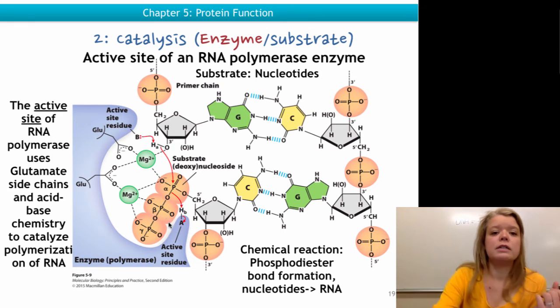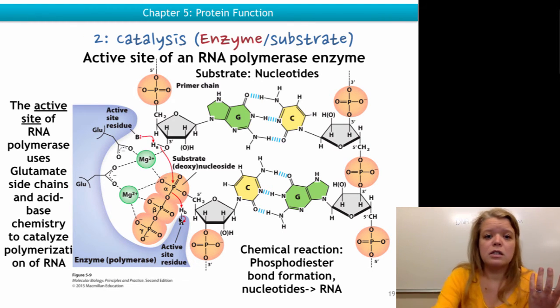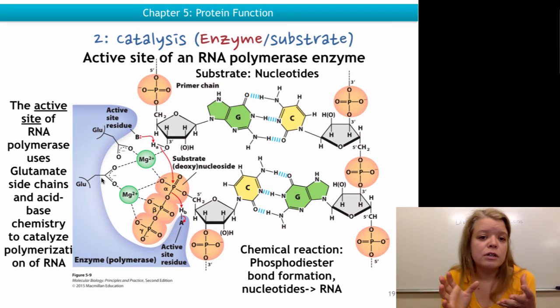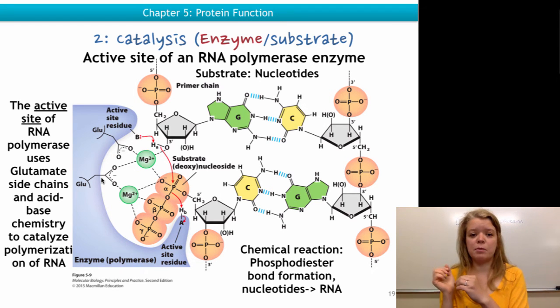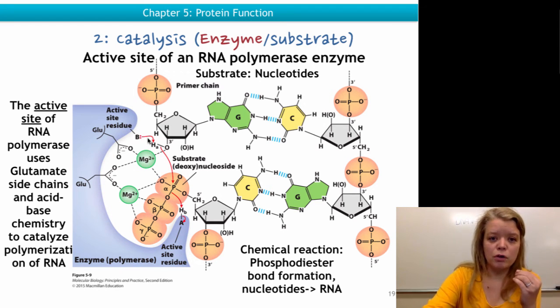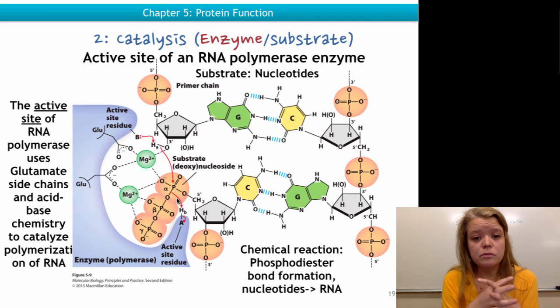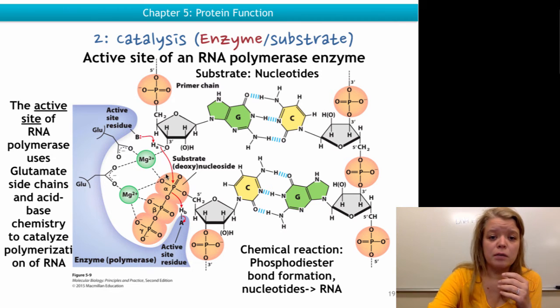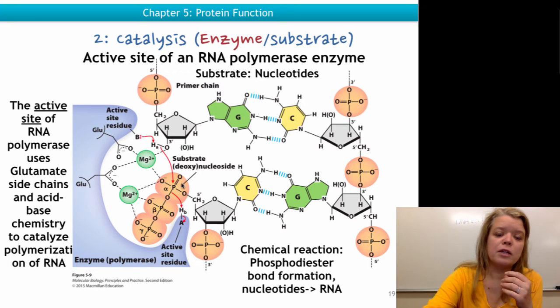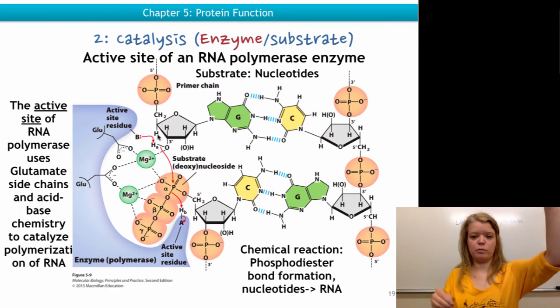aka RNA. And then you can see that the way the active site of the RNA polymerase works is it has a few glutamates in a particular orientation and uses the acid-base chemistry to allow for electron flow, electron transfer from the base down to the acid. And as part of this electron transfer, the phosphodiester bond between the first phosphate of this molecule and this molecule will be catalyzed to form the RNA.